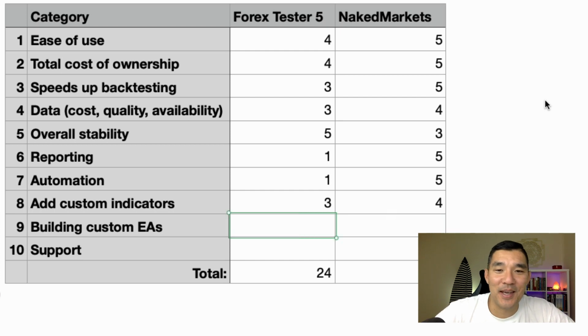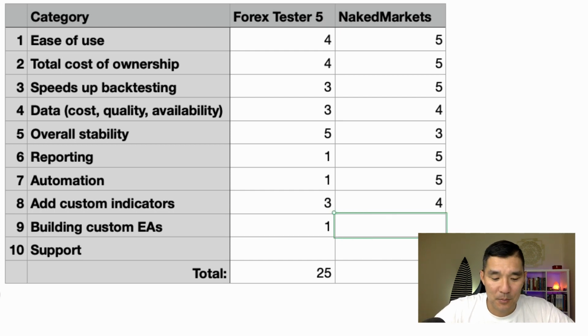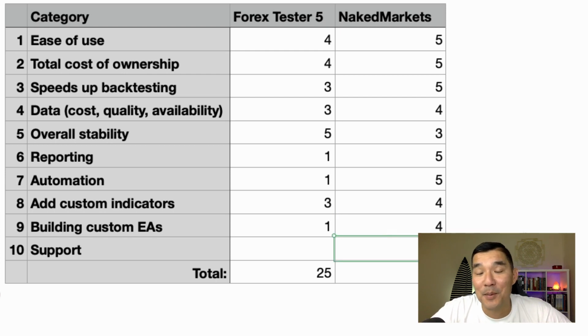So for building custom EAs, I'm going to give Forex Tester a 1, and I'm going to give Naked Markets a 4. And I'm not giving Naked Markets a 5 because it doesn't have that export feature yet. However, that is coming, but it does allow you to actually build some trading strategies that you would use in real life. And the builder in Forex Tester 5, or the external website that Forex Tester 5 uses, I feel does not have enough logic to be able to build real world trading strategies.